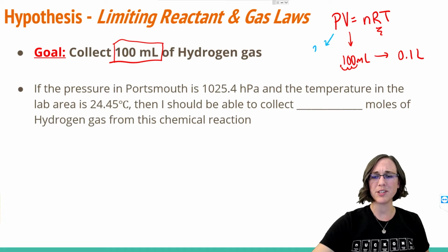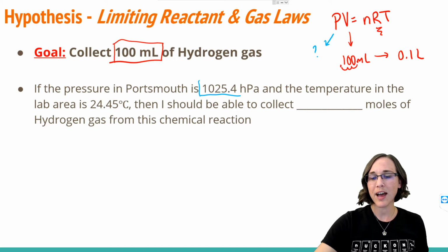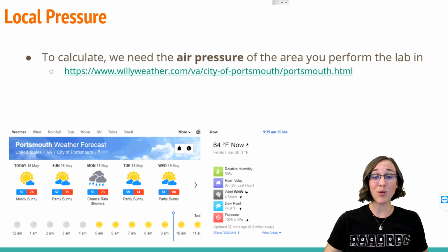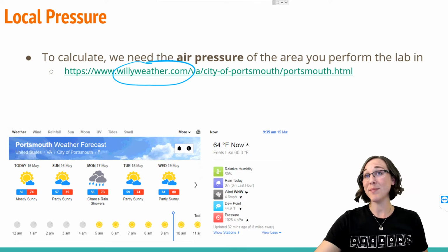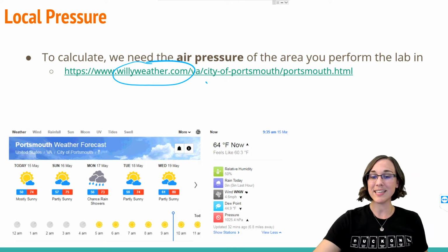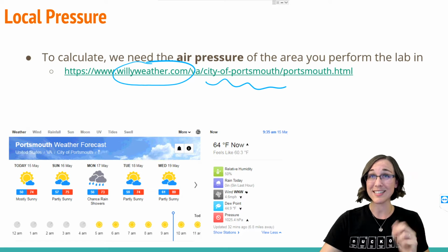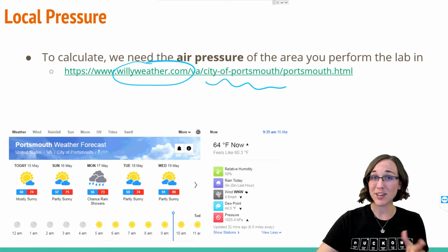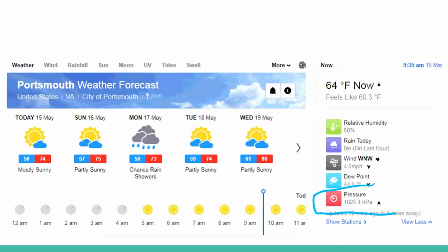What about this pressure? Where did I get this pressure value from? This 1025.4 hPa. Where did that come from? Well, if you go to your local willyweather.com and type in your specific city or the area you will be conducting this lab experiment in, you can find the pressure of your local area. My pressure here in Portsmouth today is the 1025.4 hPa.